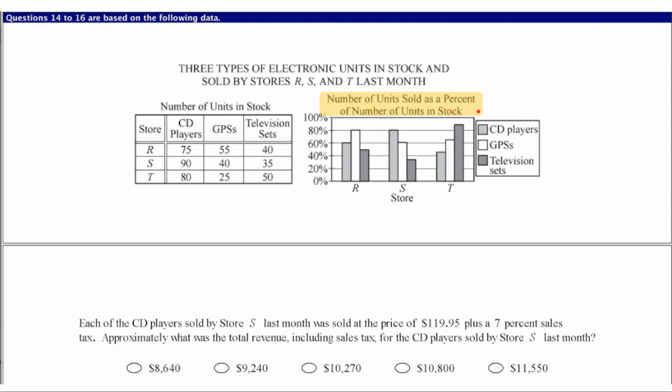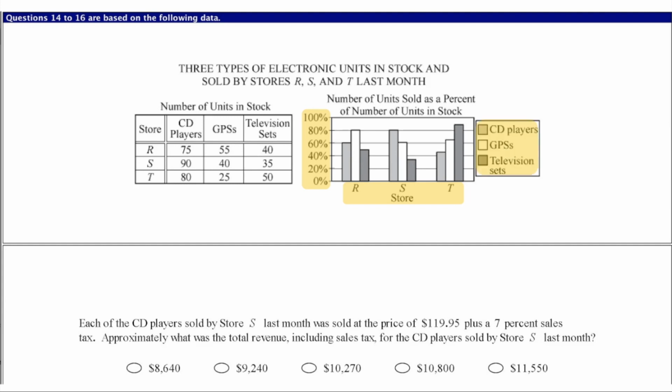So we'll go ahead and look at our subtitles, which in this case are our axis titles. On the x-axis, we have the stores, R, S, and T. And on the y-axis, we have that percent of the number of units in stock that was mentioned in that title. Now, really quickly, we're just going to note this is a percent. This is not a real number. We know that this is a really common trap on these data interpretation problems, so we're just going to pay really close attention to that. Leave a little flag on that in our mind so we don't forget about it.